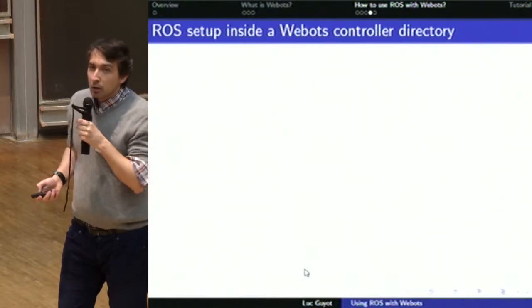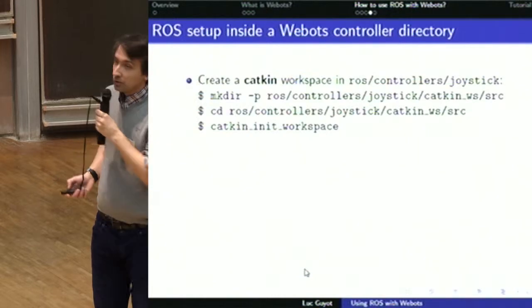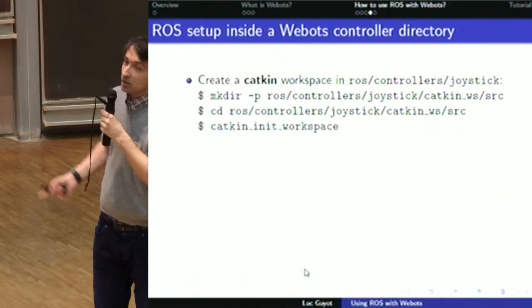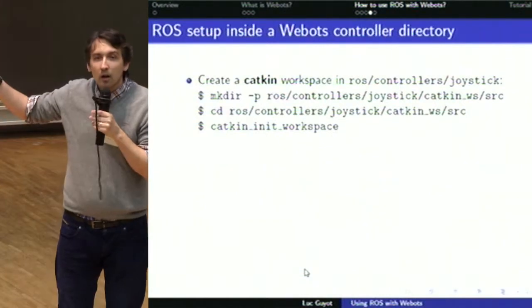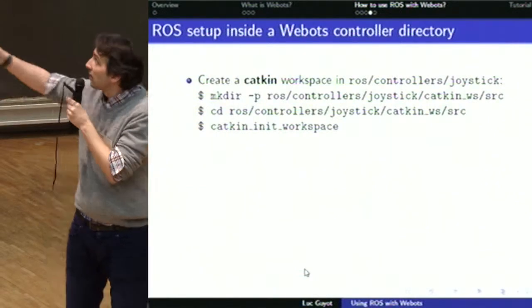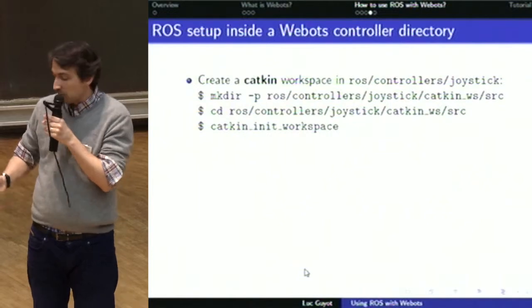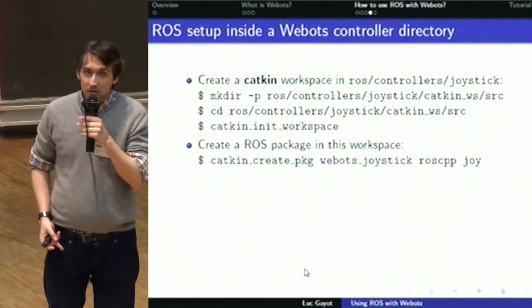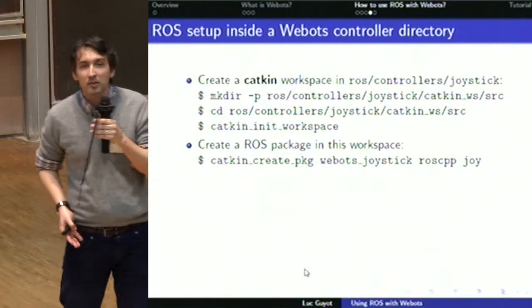Now, concretely, how do we build such a project? First, we create a Catkin workspace inside the Webots directory. These lines are excerpts from the ROS beginner tutorial. It's pretty standard: you create a directory and you initialize it with the catkin command. Catkin is the official ROS build system.